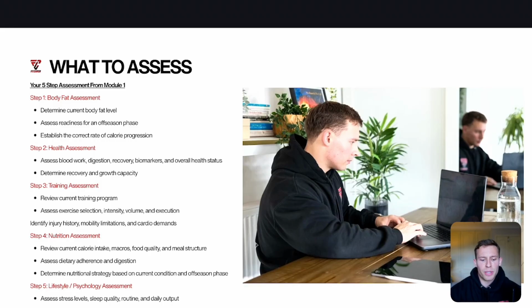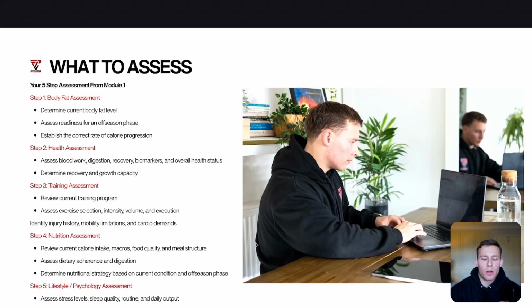Determine your nutritional strategy based on your current condition and the off-season phase. So how lean are you? Once again, you know, what is your body fat percentage? That will dictate your calories, your macros, and also your micros, as well as the length in which you are going to be doing the off-season.